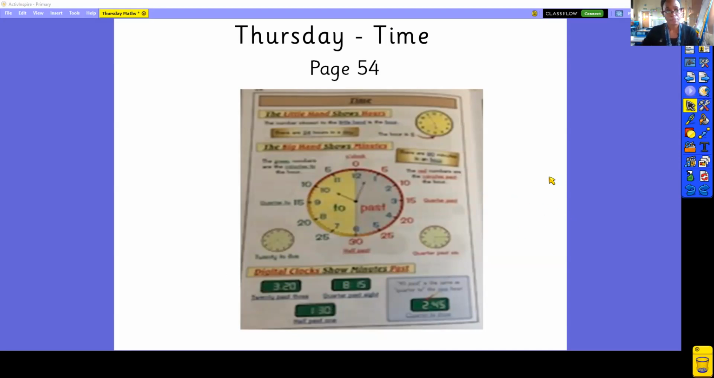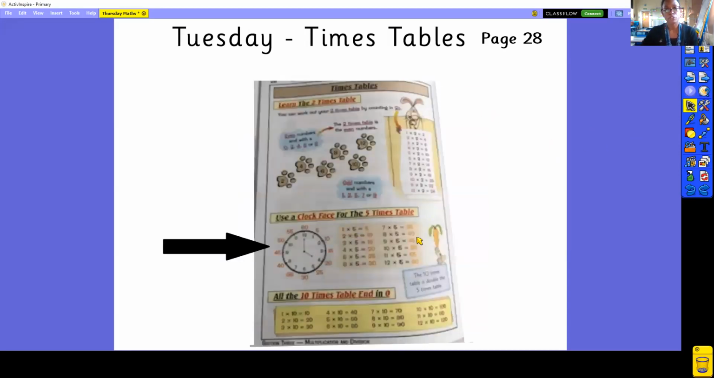Now remember this page is here to help you if you need it, especially to answer your questions. But I'm also bringing your attention back to the good old times tables when they were covered a couple of weeks ago, because you use a clock face to help you with that 5 times table. You can see there, 1 times 5 is 5, 2 times 5 is 10, and so on and so on.